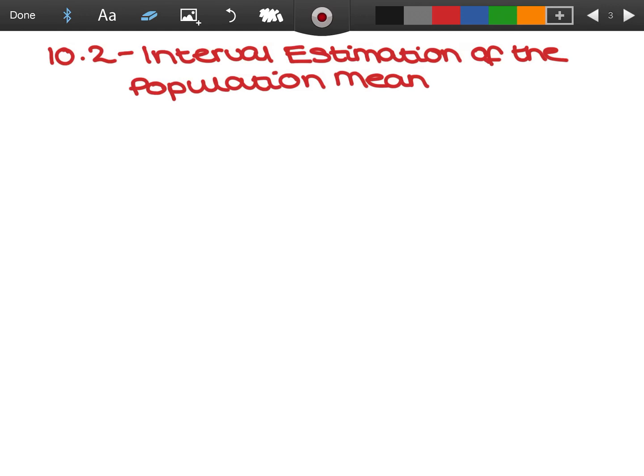So now in 10.2, we're going to look at an interval estimator for the population mean. All we do for an interval estimator is find some upper and lower bound on an interval such that we would like the population mean to be contained within that interval. So we would like to find just two values, some lower and upper bound, such that our population mean is contained within that interval.